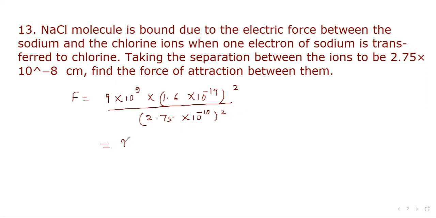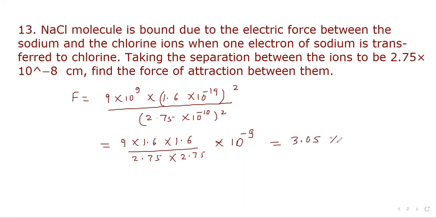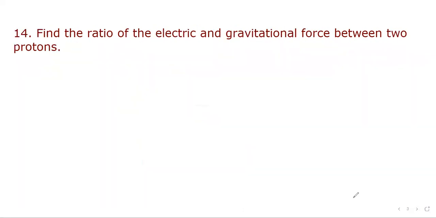So 9 into 1.6 into 1.6 divided by 2.75 into 2.75 times 10 to the power. This will become 10 to the power minus 9 if we calculate this. So if we simplify, we will get 3.05 into 10 to the power minus 9 Newton. Let's go to the next question.